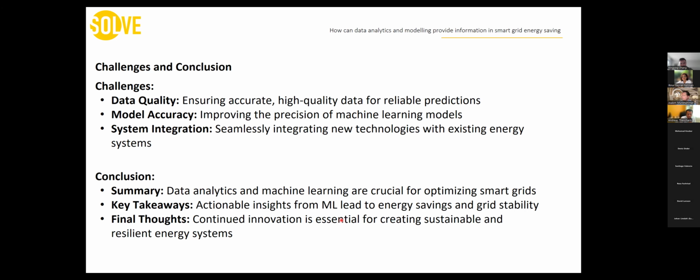So, in conclusion, and as a summary, data analytics and machine learning are crucial for optimizing smart grids. Actionable insight from machine learning can lead to energy savings and grid stability. And as a final thought from Phil, I would say that we need continued innovation, which is essential for creating sustainable and resilient energy systems. I hope that I transferred Theo's concept in a proper way.